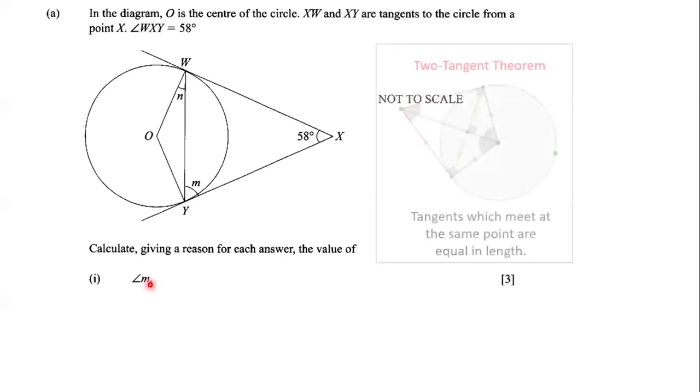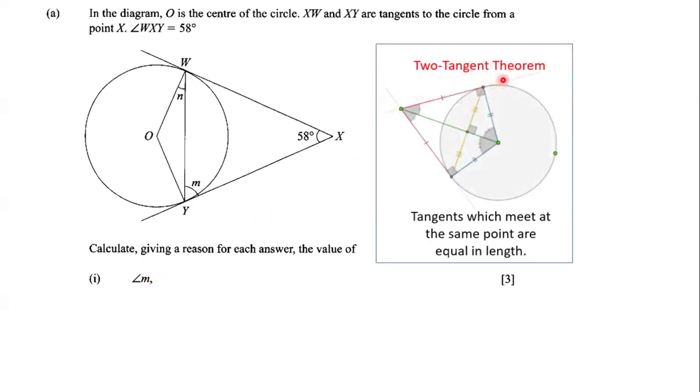Now here, in order to answer this question, we're going to use the two tangent theorem, which states that tangents which meet at the same point are equal in length. And so we have this tangent, which meets this tangent at the same point. This tangent reaches this point, and this tangent reaches this point. And so these are two tangents which meet at the same point, and they are equal in length. So this right here and this right here are equal in length.